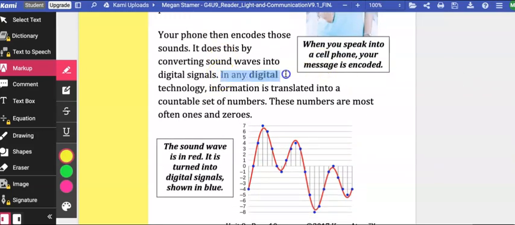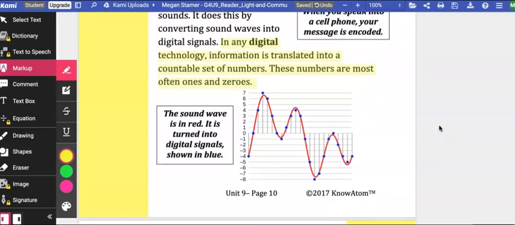In any digital technology, information is translated into a countable set of numbers. These numbers are most often ones and zeros. So here we can see an example of a sound wave being converted into ones and zeros and how much of it, the highs and the lows.